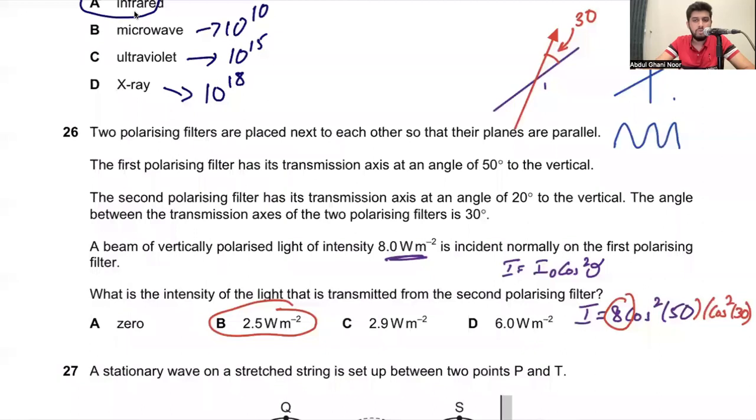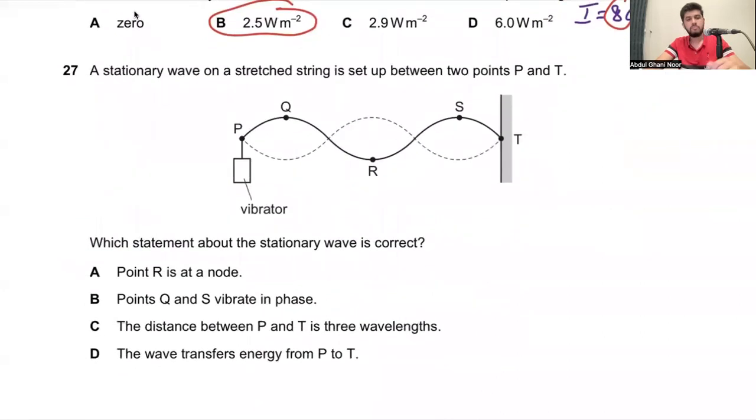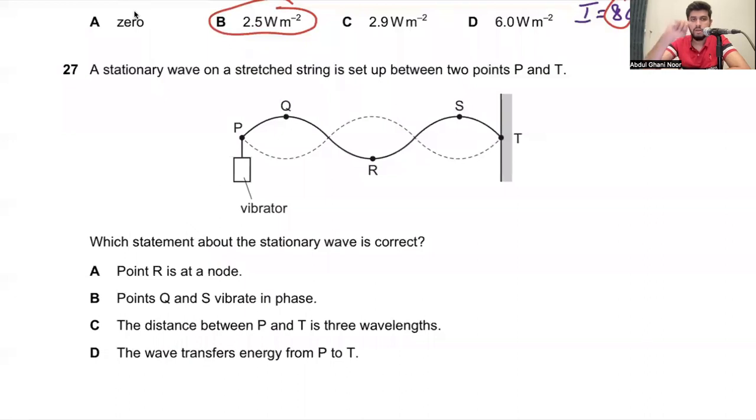So 8 into cos squared 50 into cos squared 30, that gives you 2.5 watt per meter squared. Question number 27 says, would the answer be the same if the first filter was 20 degrees and the second filter was 50 degrees? Yes, as long as they have 30 degrees in between.